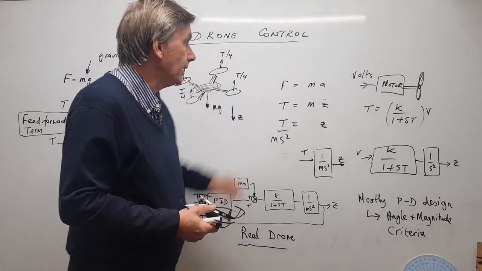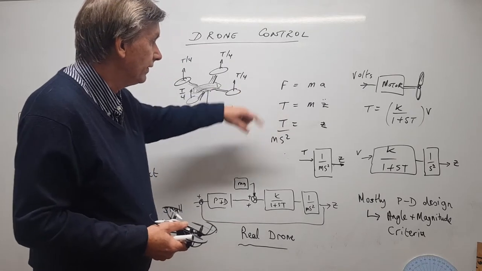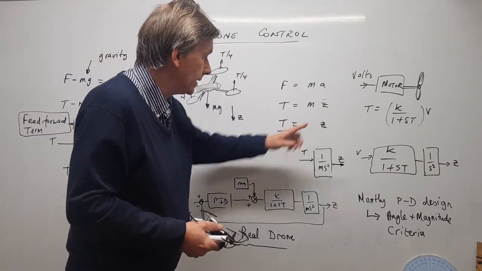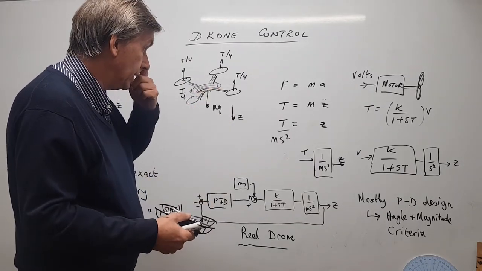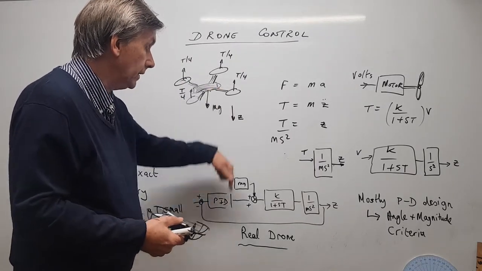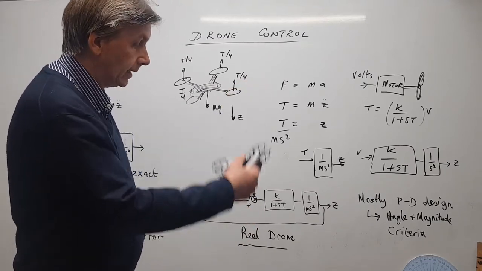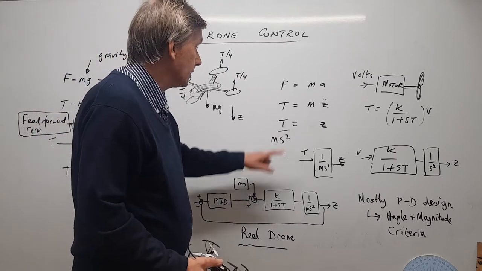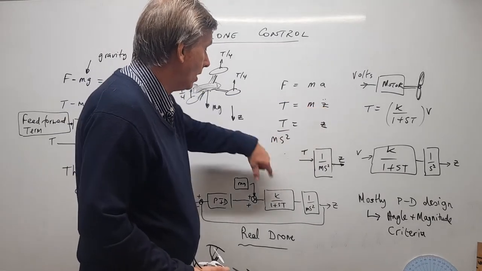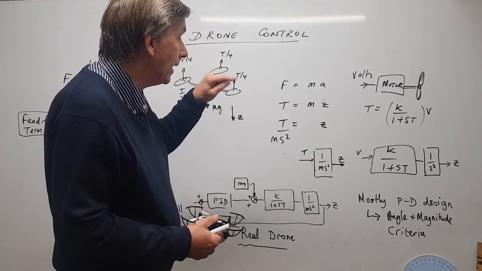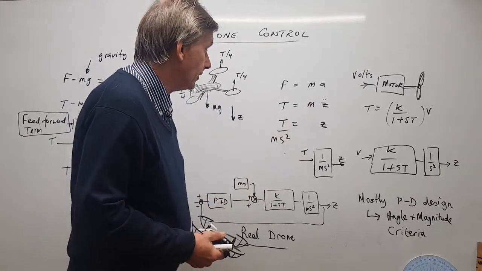So we can apply now Newton's laws of motion, F equals ma, but the thrust, rather than force, call it thrust, is m, and then we tend to call z. Now z is like the motion up and down, and we tend to have z as positive going down, because that's the natural tendency for it to fall down when you let it go, so z will be in that direction. And so we can say that thrust is mz double dot, and we know that z double dot can be represented by s squared z.